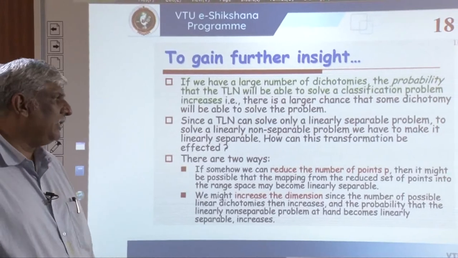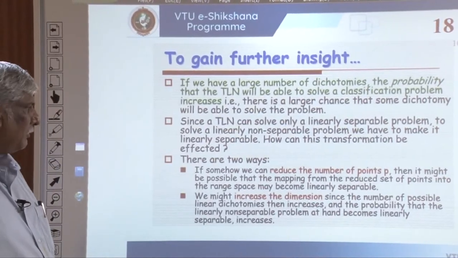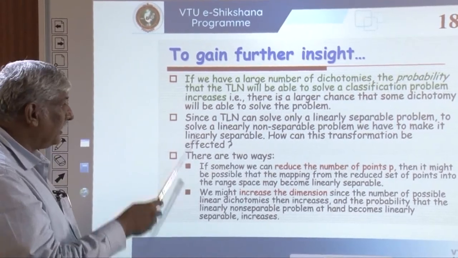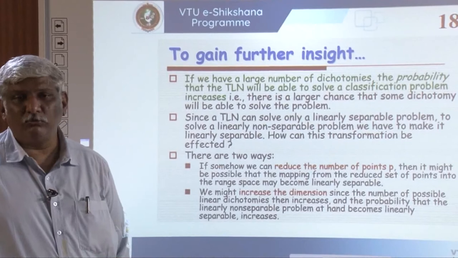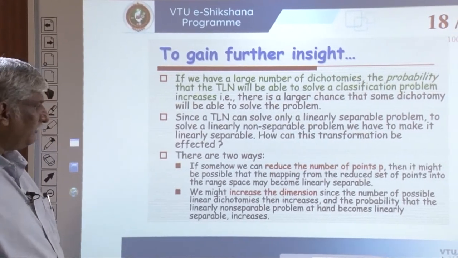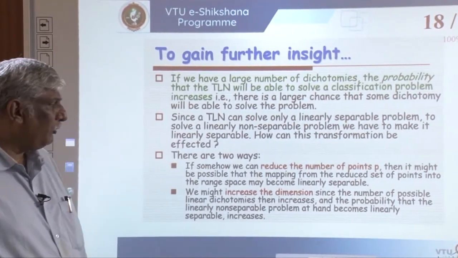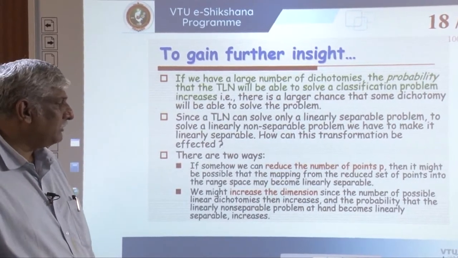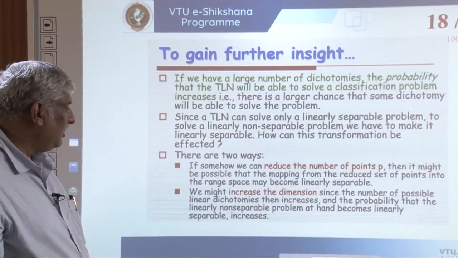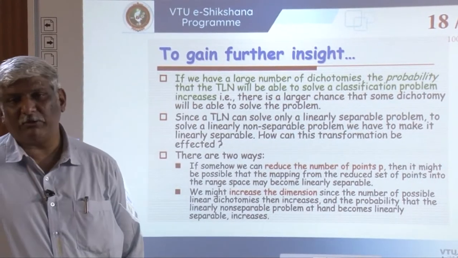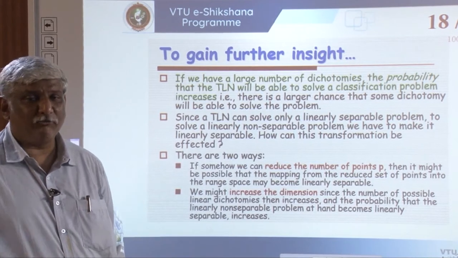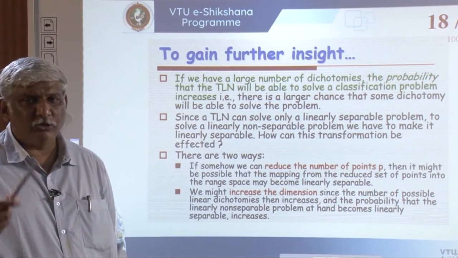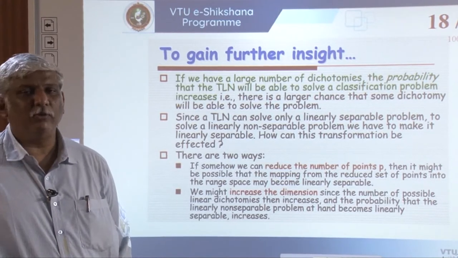And since a TLN can solve only a linearly separable problem, to solve a linearly non-separable problem, what we have to do? We have to make it linearly separable. So what are the two possible ways of doing that? There are two possible ways. One is, if somehow we can reduce the number of points P, then it might be possible that the mapping from the reduced set of points may become linearly separable. So what we are going to do is, we are going to reduce the number of points. In the previous case, there were four points. Suppose if I can reduce it to 3 points, then I may be able to separate, that is actually one possible way.